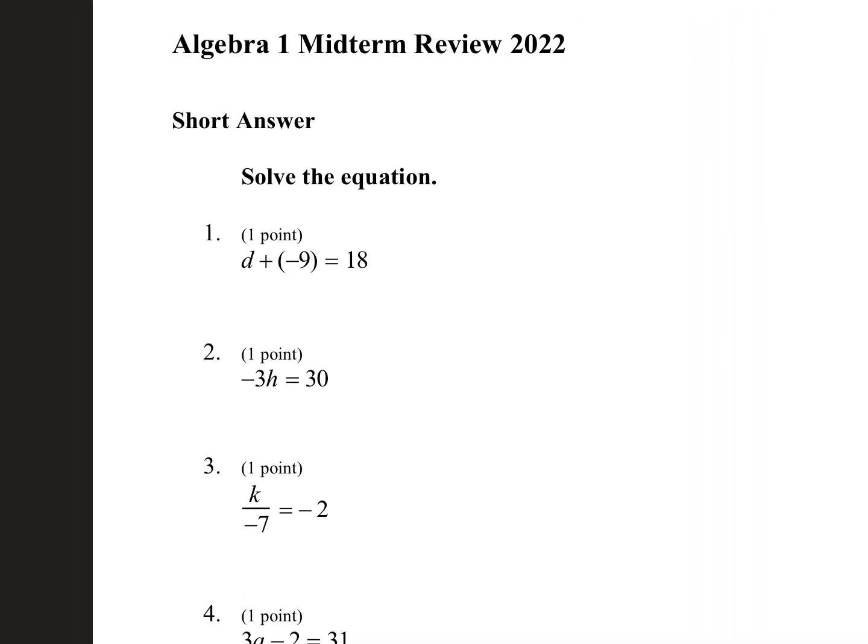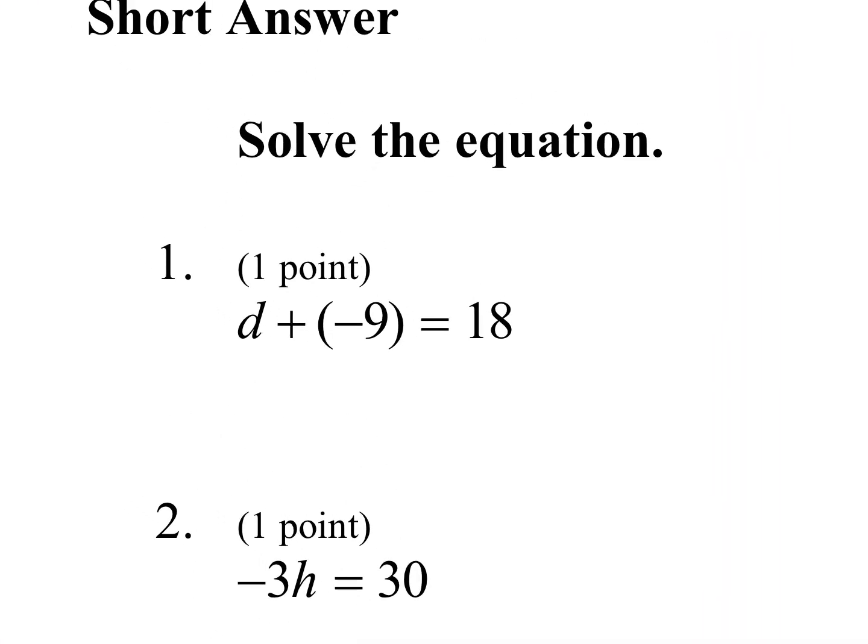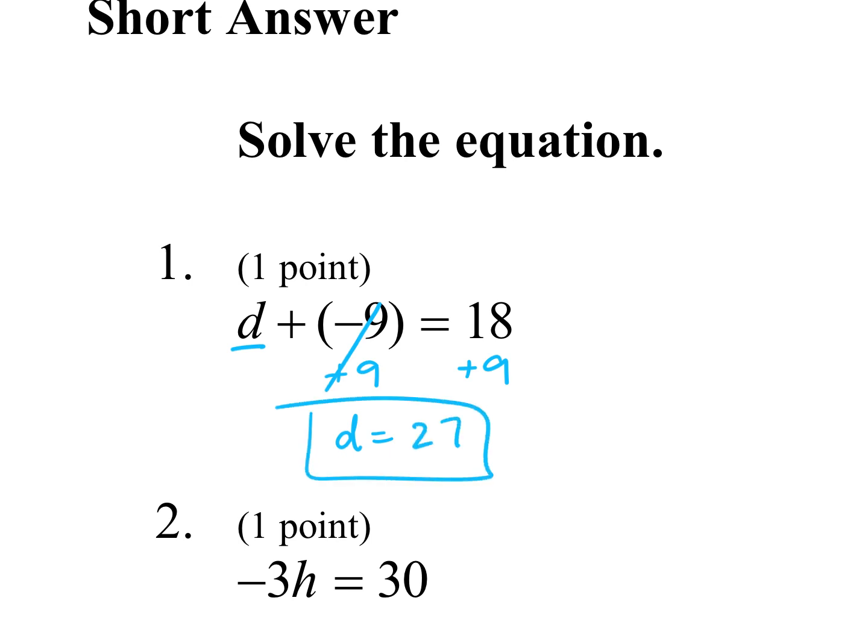So let's take a look at number 1. I'm solving the equation, so I need to get the variable all by itself. What would I need to do to get that d all by itself? Perfect. Since it's a -9, I would add 9 to both sides to get it to cancel. So then I'm just left with d, and then what's 18 plus 9? 27. So d is equal to 27.